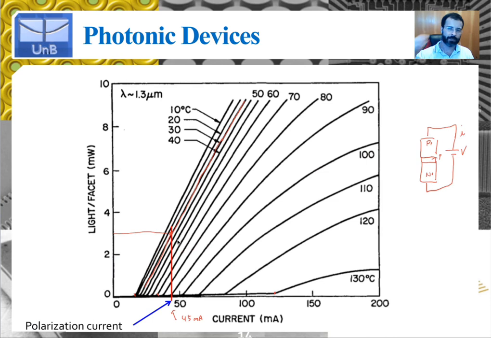This would not be as important, let's say, in lasers used for other commercial applications such as laser pointers and other things like that, but for sources used for optical communications, this is a very important aspect of the design of the device.